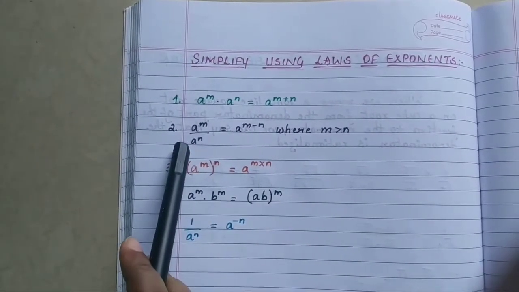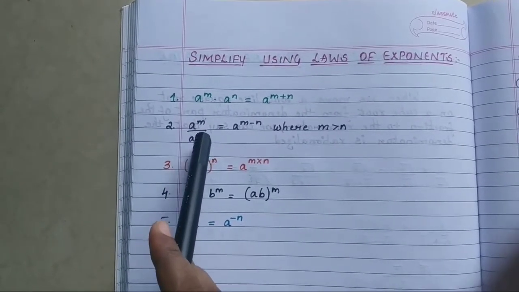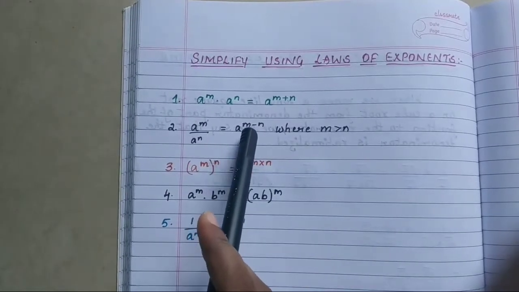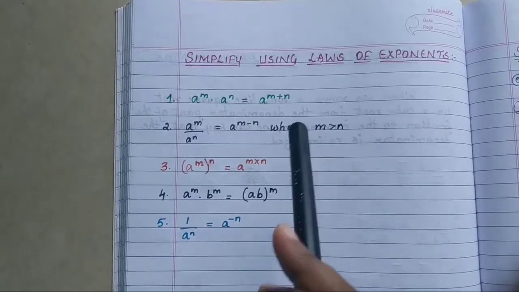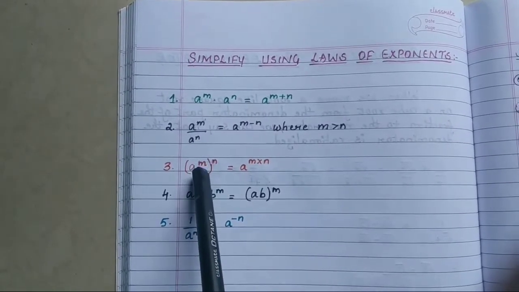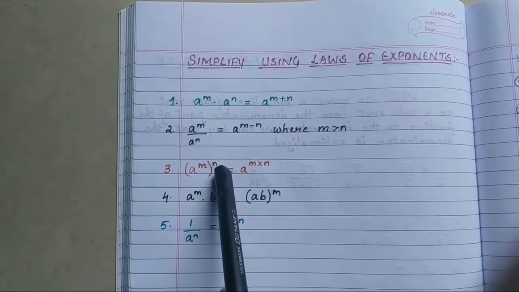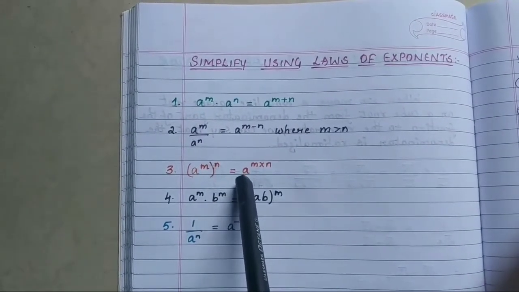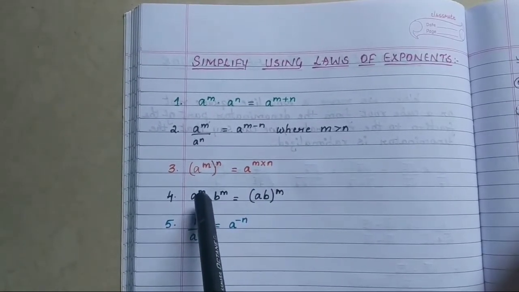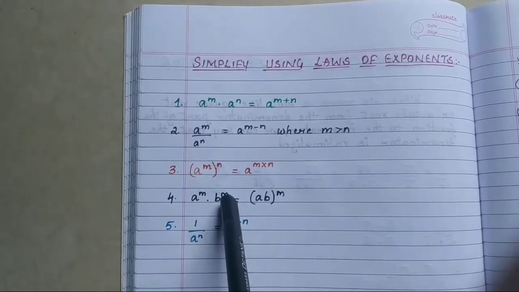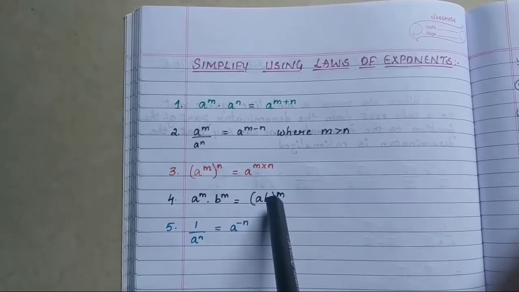Next one, a to the power of m divided by a to the power of n is equal to a to the power of m minus n, where m must be greater than n. Next one, a to the power of m to the whole power of n is equals to a to the power of m into n. Fourth one is a to the power of m into b to the power of m, which is equals to a into b whole to the power of m.